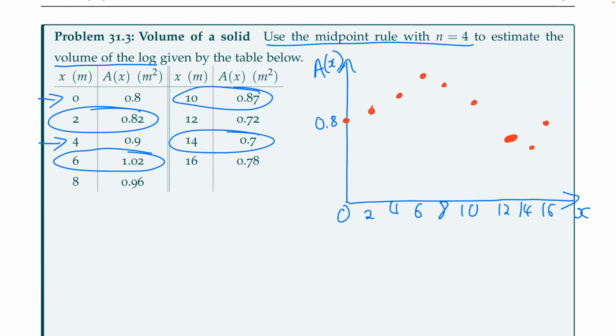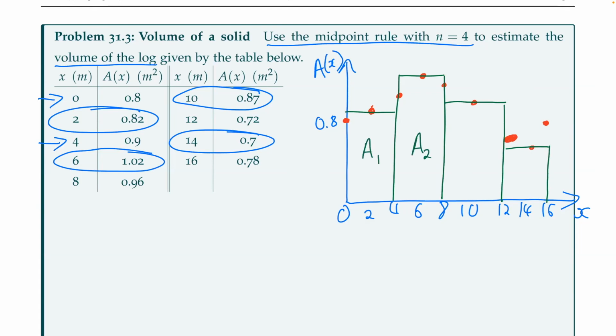On my diagram here, what that means is the height of my rectangles, as I'm estimating this, is going to be given by that midpoint. It's going to be given by this midpoint, and by this midpoint, and by this midpoint here. Then we can draw those rectangles, and we can name each of these areas as just being A1, A2, A3, and A4.